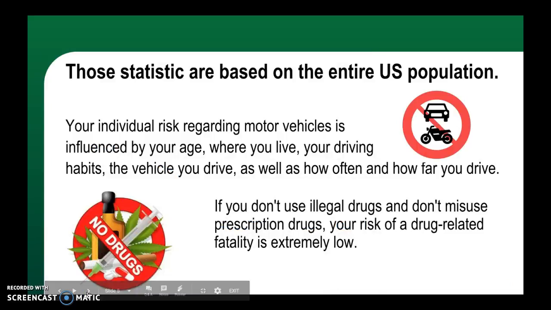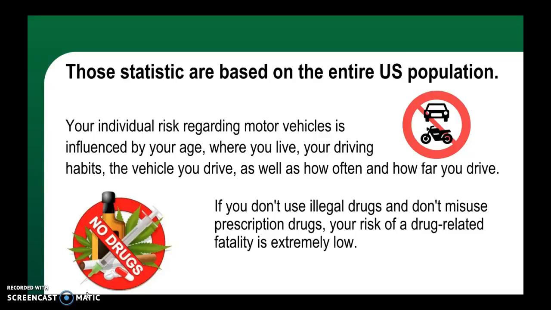So those are statistics based on the entire U.S. population, which is helpful to identify trends, to make social policy, to write newspaper articles, to report on, but that doesn't help us determine our individual risk of something happening.